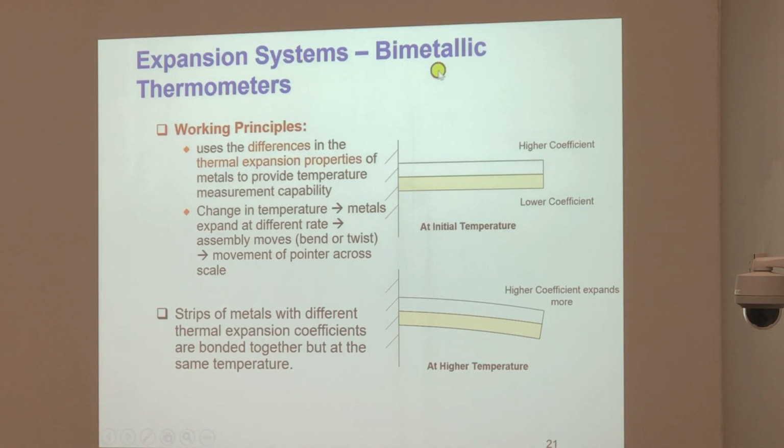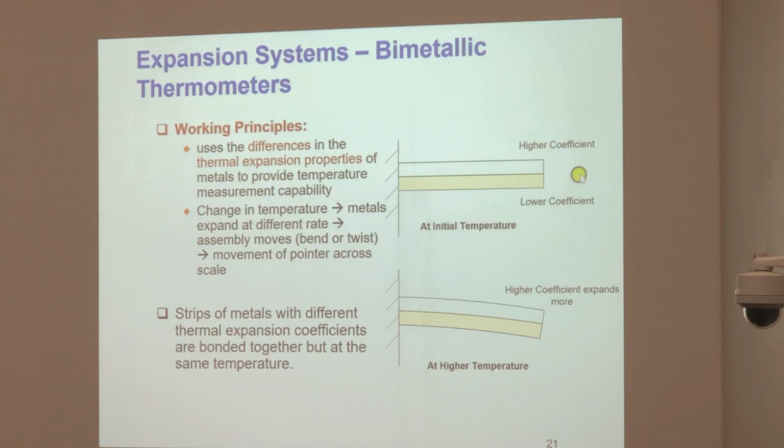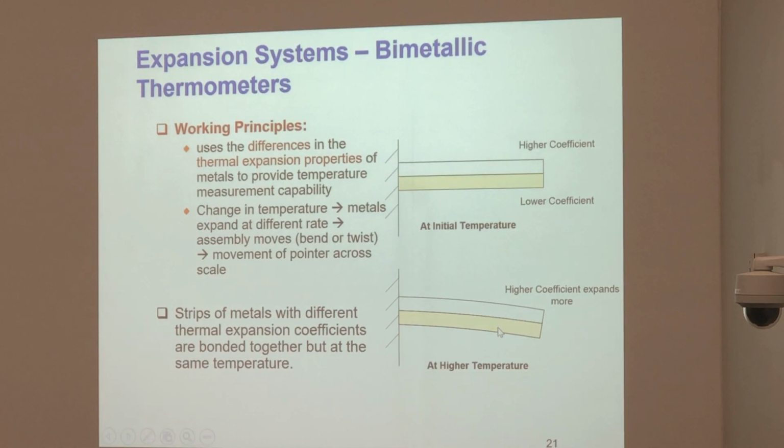This one is the bimetallic thermometer. You have two materials attached to each other. This one has a higher coefficient, that one a lower coefficient. Higher coefficient means that when temperature changes, it will expand more. So when it expands more, it tends to push the other side down. When it bends down like that, you can put a scale to read the degree of bending, and from that you can correlate it to the temperature change in the room.